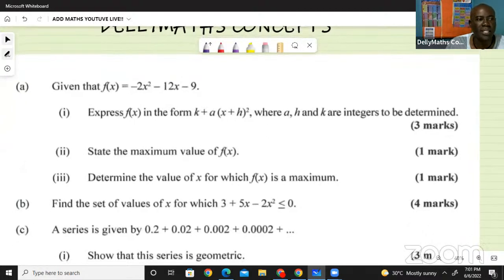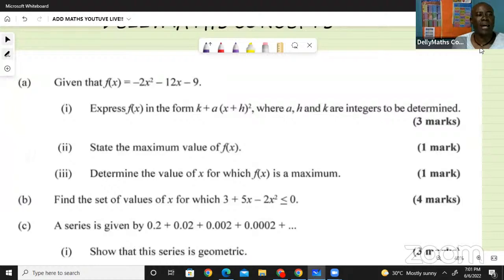So this first question says, given that f of x is equal to negative 2x squared minus 12x minus 9, express f of x in the form k plus a open bracket x plus h squared. So this is what we'd call completing the square.